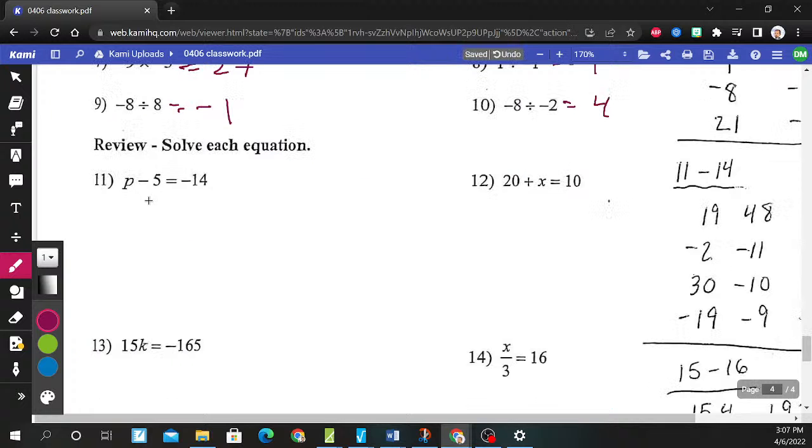To undo subtraction, we add 5. A -14 plus 5, different signs, we'll subtract. 14 minus 5 is 9, and 14 is bigger, so it's a -9. Over here we subtract 20. That's how we eliminate the positive value. And so 10 minus 20, different signs, so we go 20 minus 10, which is 10, and then because 20 is bigger than 10, it's -10.